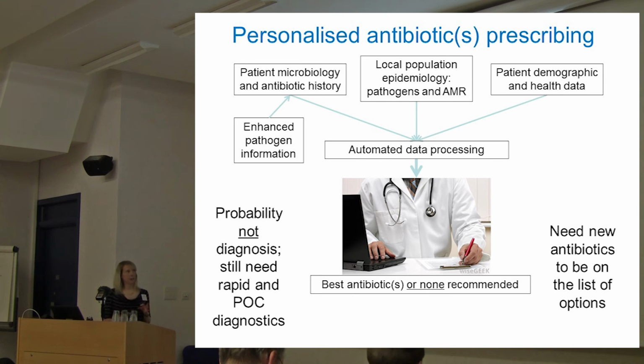If you could harness the data, and what's missing here is the middle box, the data processing. If you could harness all the data that are already there about your local population epidemiology and how it's changing, the patient demographic and health data, the patient's own microbiological and health and antibiotic history, and somehow use some great software, and this is where we need computing, so this is another part of the interdisciplinary spectrum that we need here. They could pull all that data and tell the clinician, using probability, what is the most likely antibiotic you should prescribe that's going to be best for that patient. And again, it might be that it's no antibiotic. They might have flu. They might be more likely to have flu, given everything that's going on around. So that would be really important in conserving antibiotics.